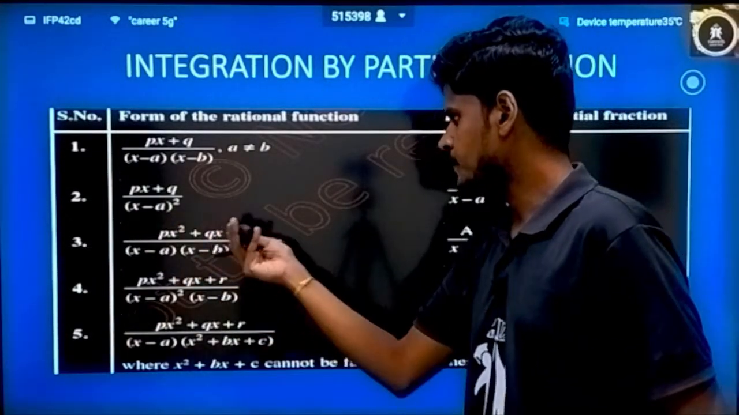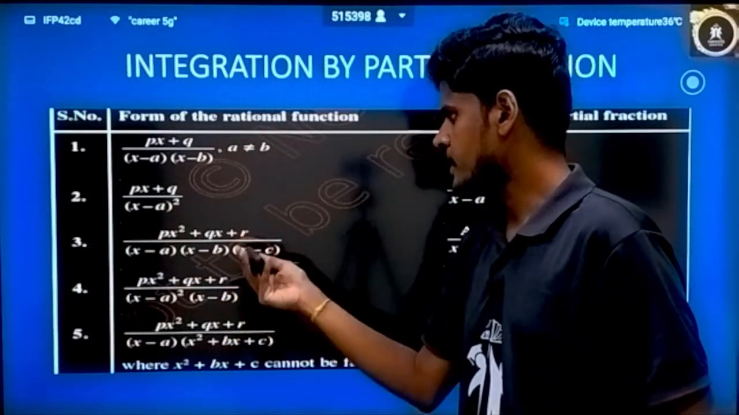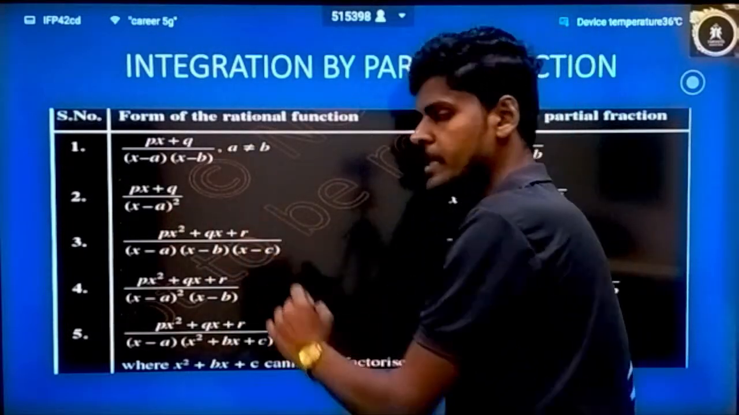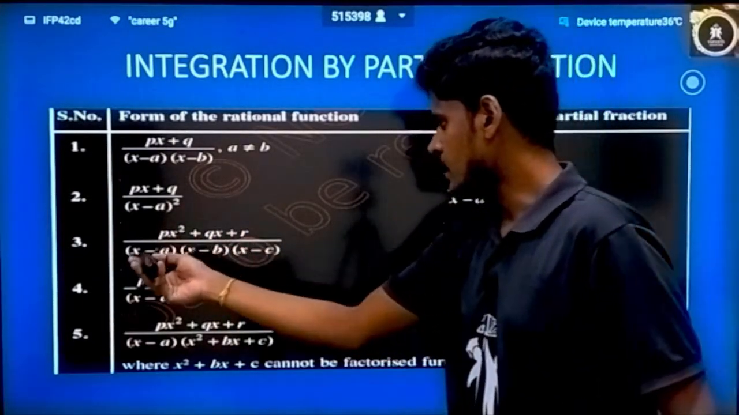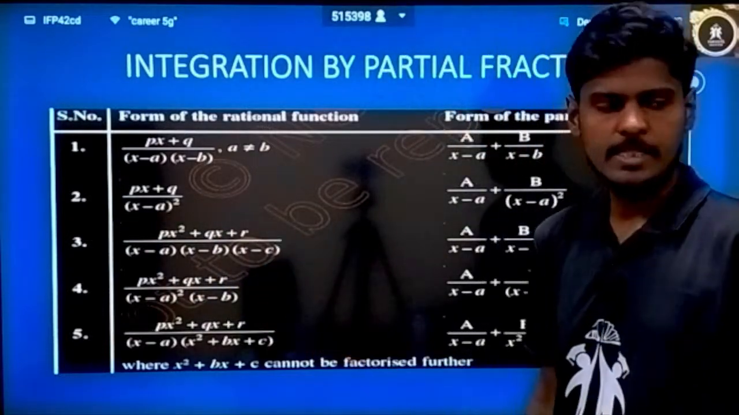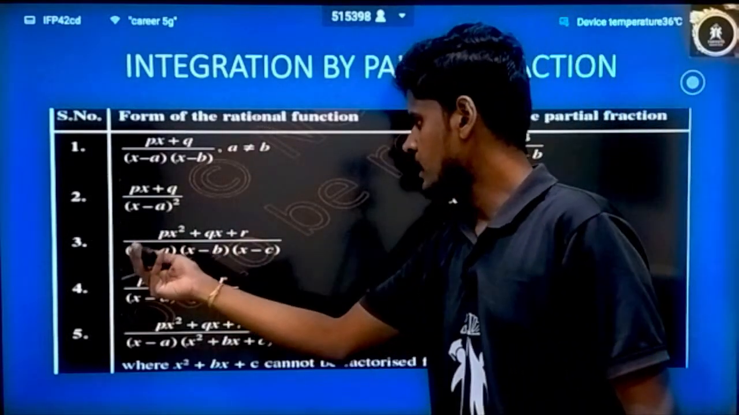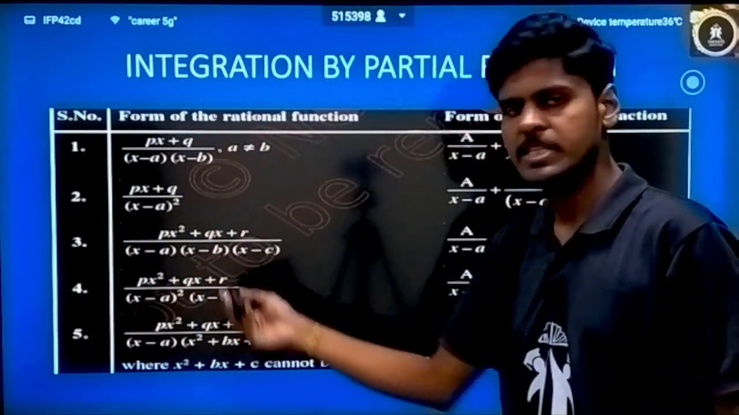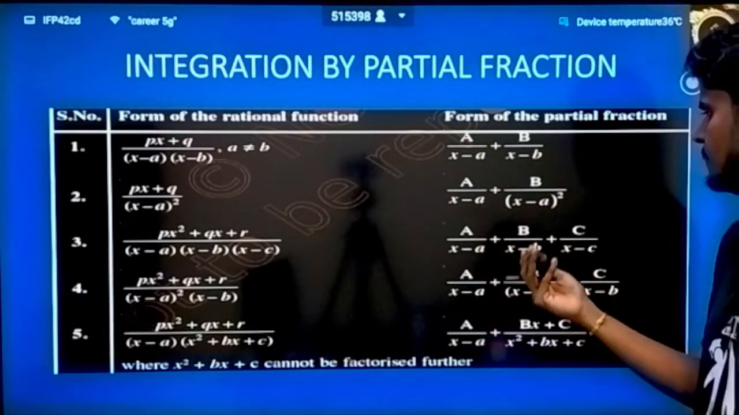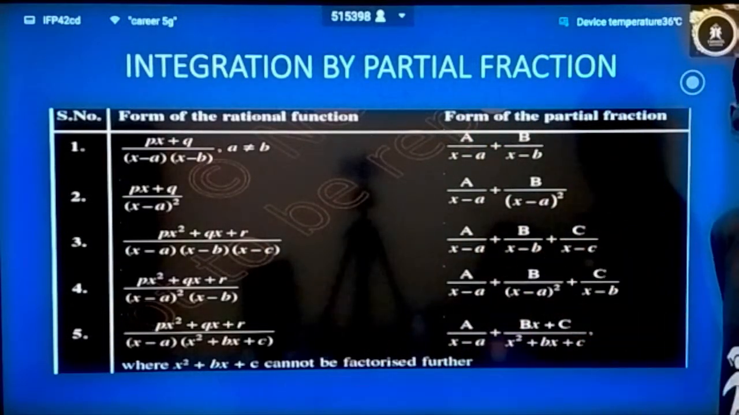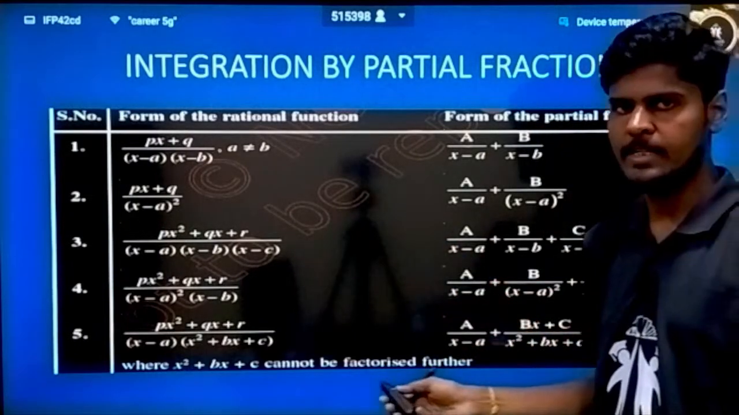Next, (px² + qx + r) over a cubic denominator. Degree of numerator is 2, denominator 3. Again, non-repeating linear factors. That means we will write this as A by (x - a), B by (x - b), C by (x - c). A by (x - a), B by (x - b), and C by (x - c). This is how we will factorize.